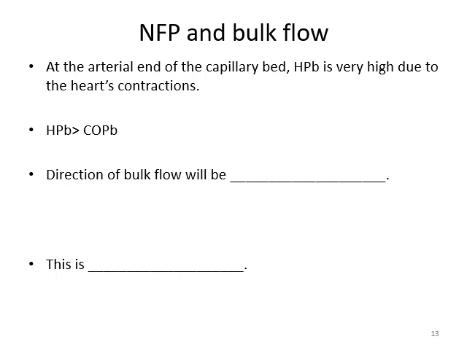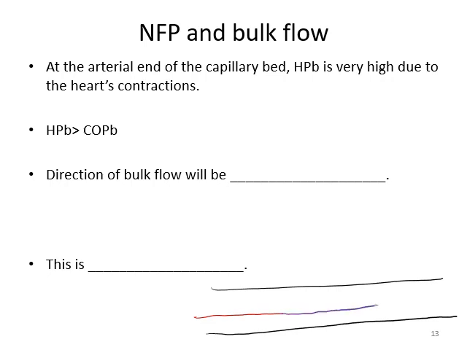So let's draw again. Let's pretend here's our capillary bed. Blood, here's the arterial end. Somewhere in here we turn to purple. Now we're blue, there's the venous end. So over here at the arterial end, our hydrostatic pressure is very, very strong because we're very close to the heart. So the contractions of the heart are causing that blood to flow with a lot of pressure.